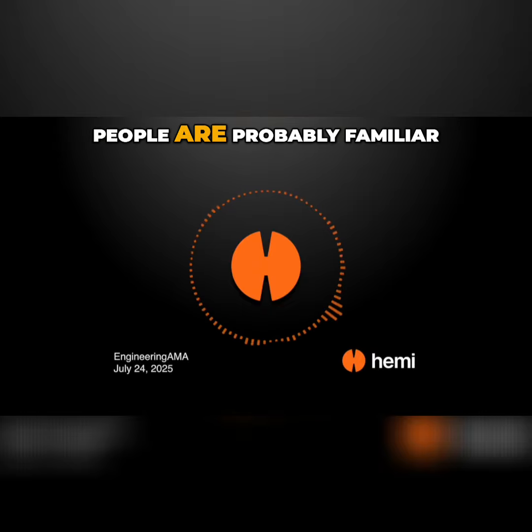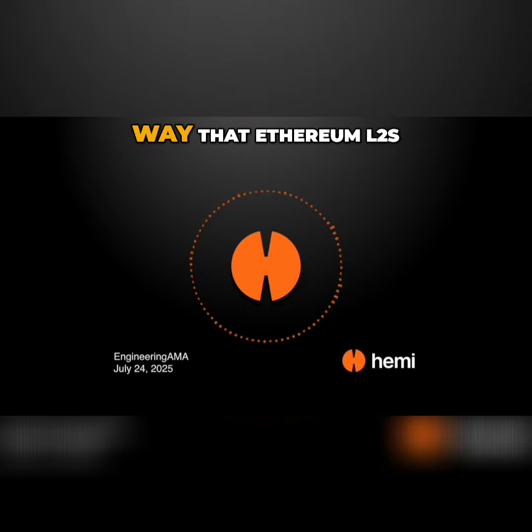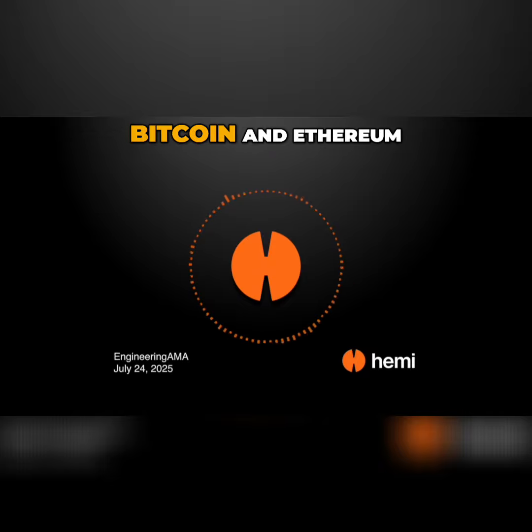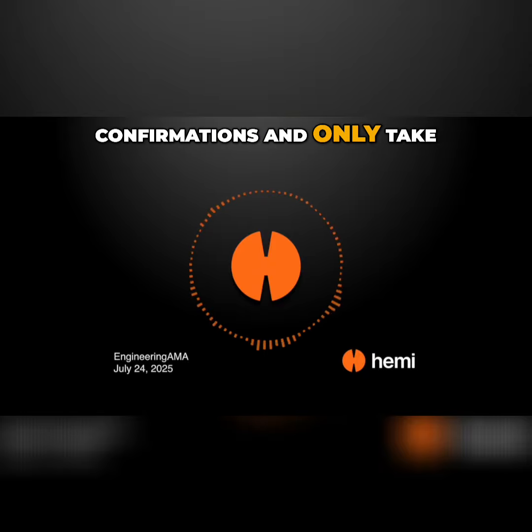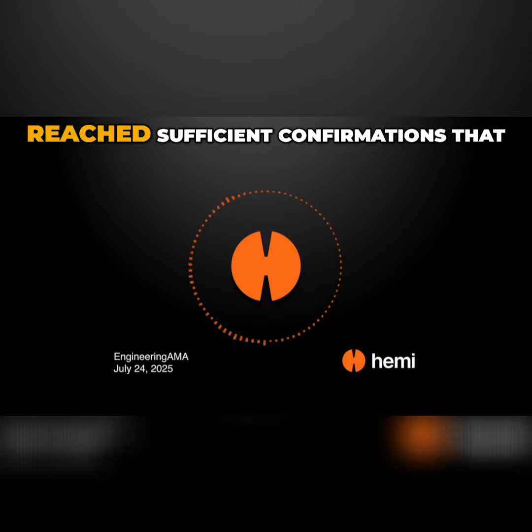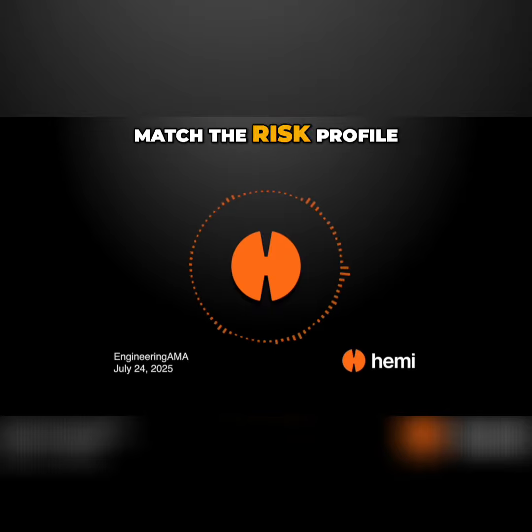So a lot of people are probably familiar with the way that Ethereum L2s usually work, which is if the Ethereum chain reorgs, then the L2 reorgs. But because we're combining multiple different chains together, Bitcoin and Ethereum, we don't do that on the Bitcoin side. So applications need to be aware of Bitcoin confirmations and only take actions on the DApp layer once a certain action on Bitcoin has reached sufficient confirmations that match the risk profile of their DApp.